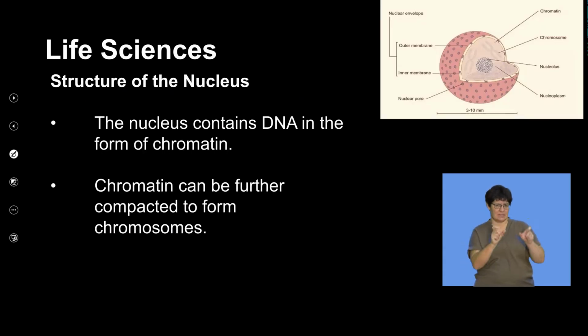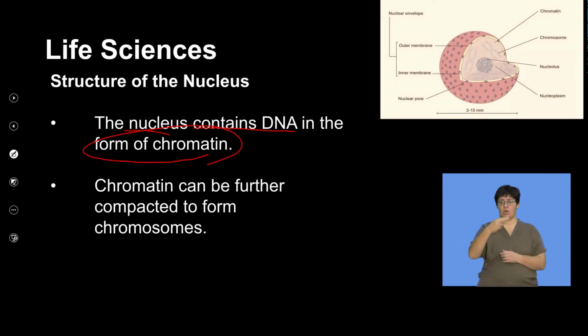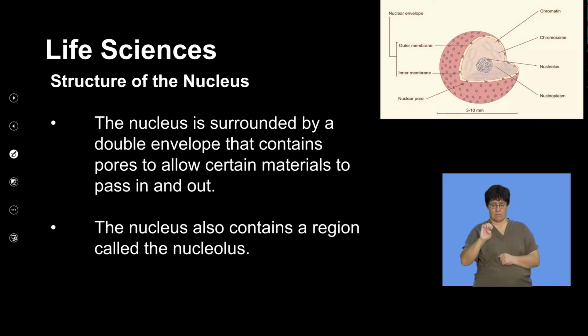So we've looked at the structure of DNA. We said that it is found in the nucleus, and it forms part of what we know as chromatin. And chromatin can be arranged into a compact structure known as chromosomes, which I will illustrate to you in the next couple of slides.